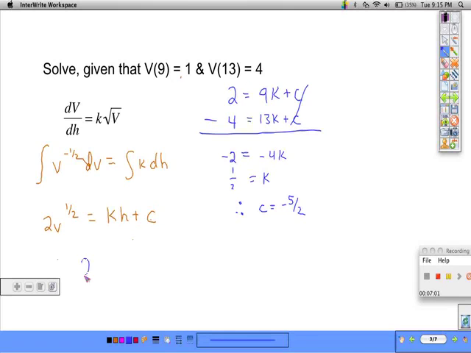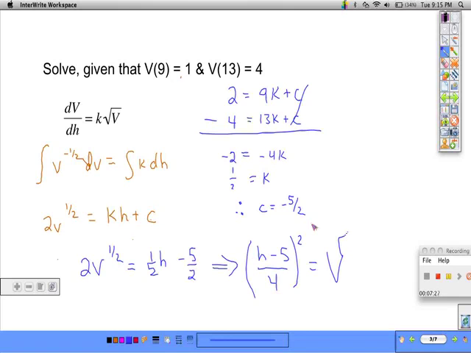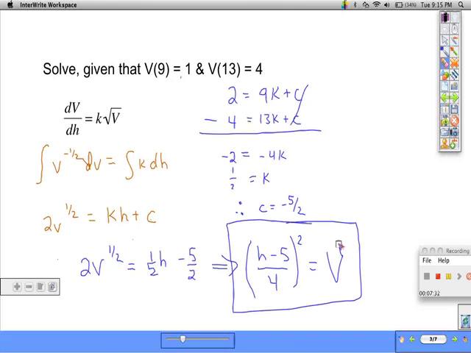2v to the 1/2 equals 1/2 h minus 5/2. And I can divide both sides by 2, leaving me with h minus 5 over 4, and square both sides. Squared is equal to v. There is my specific equation given these known conditions.